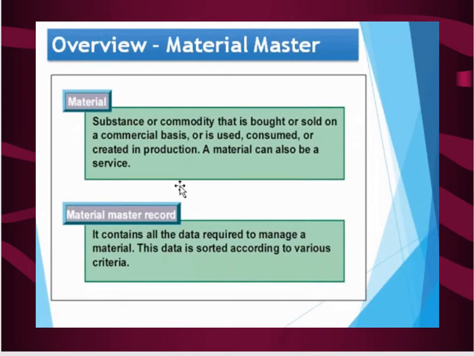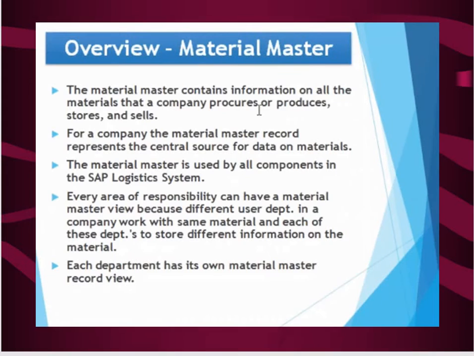But the material master record is different from the material. The material master record contains all the data required to manage a material. This data is sorted according to various criteria. So, whatever information has been added to the material is used to manage the data inside the material. I'll explain it with one diagram, then it will be more clear to you. Okay, let's go with material master and then we'll move forward. What is a material master record?